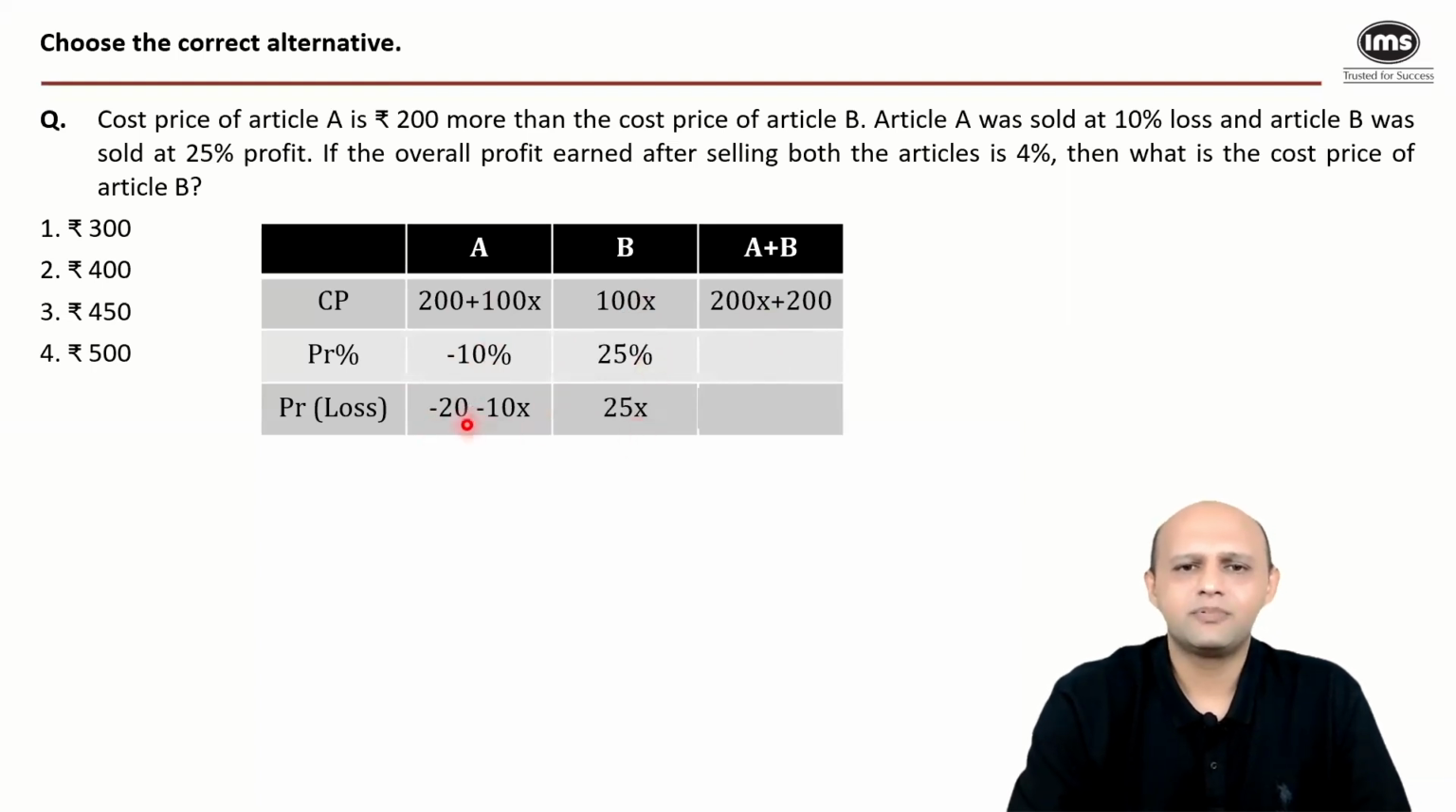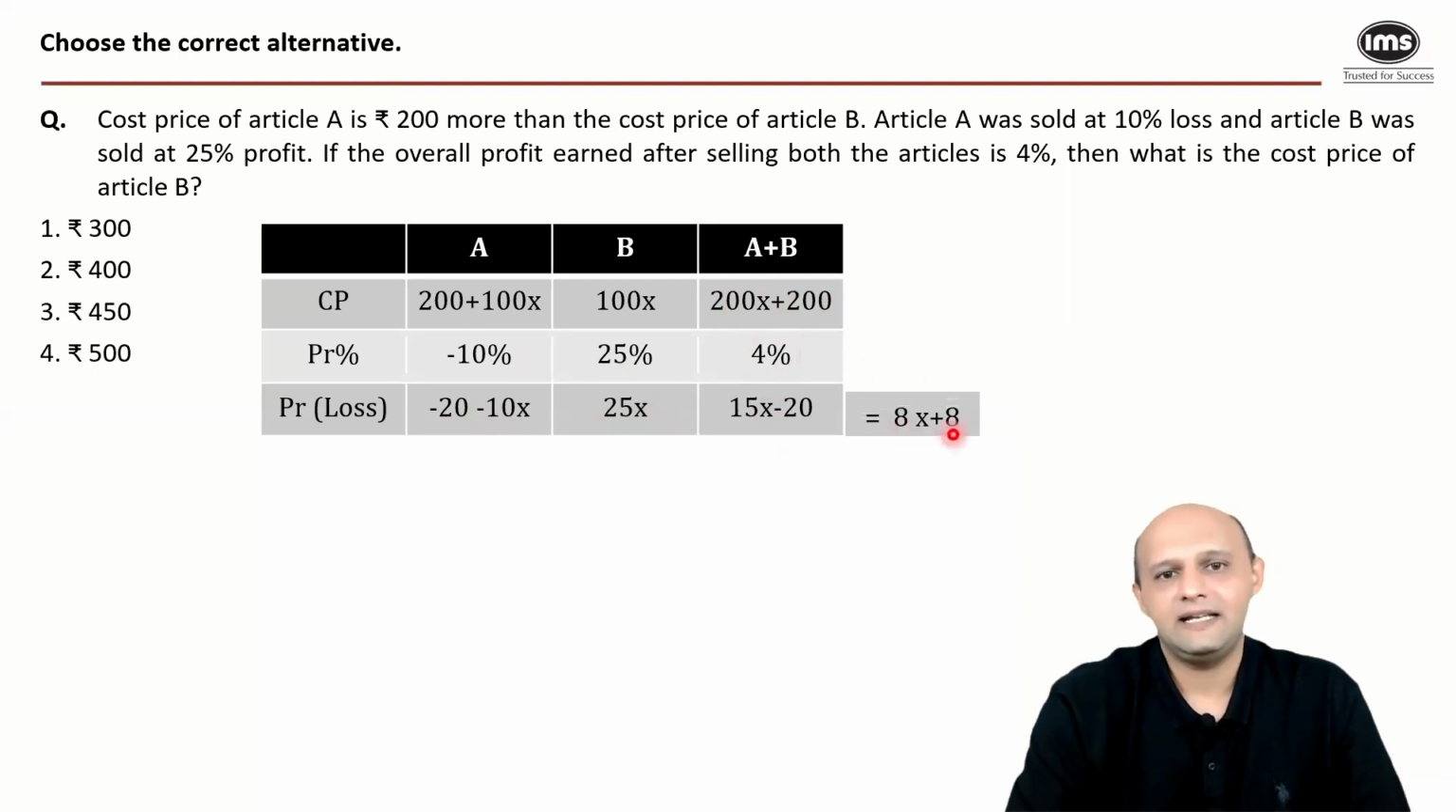How much would this add up to give you, friends? This would add up to give you 5 minus 10x. And how much is he making overall? Overall, he's making a profit of 4%. So this would be 25x minus 10x is 15x minus 20. I'm sorry, so this should be 15x minus 20. And overall, you're making a 4% profit. So if you just calculate 4% of this, this would be 8x plus 8.